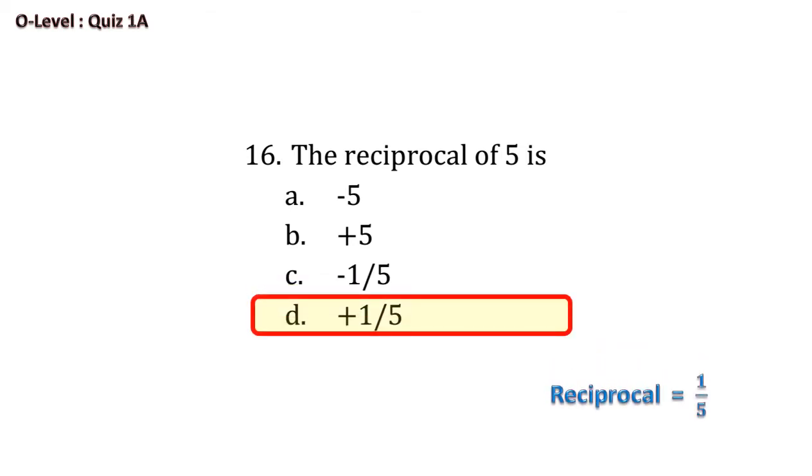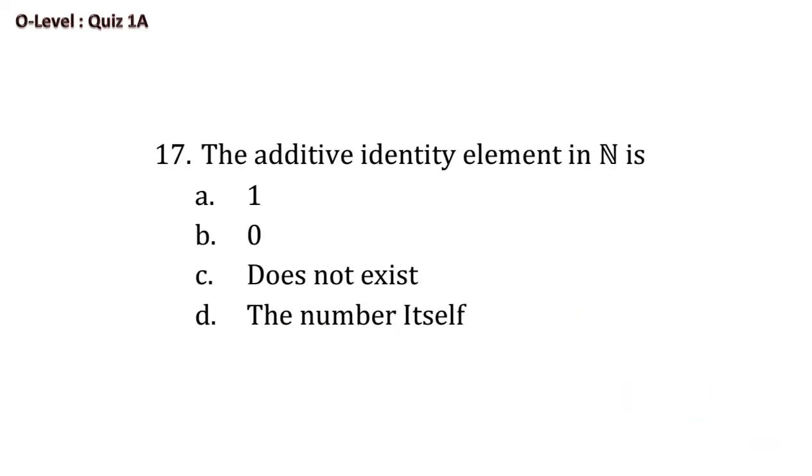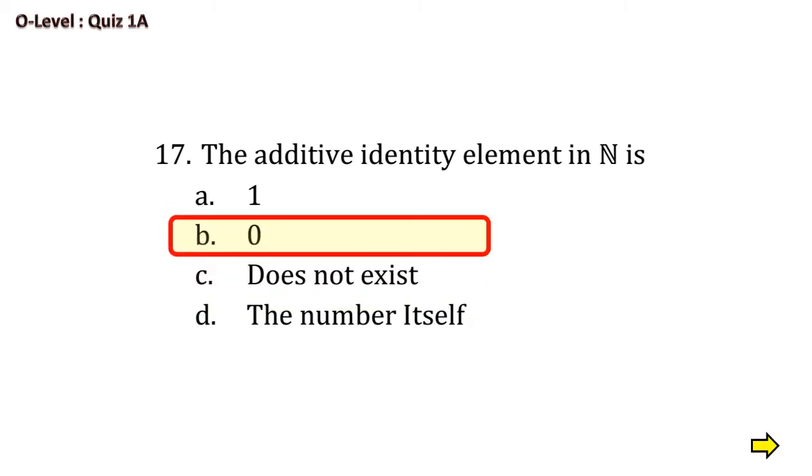Then you equally have question 17. We have the additive identity element in the set of n is, recall that n is a set of natural numbers. And the additive identity element is that number that when you add to any number, it leaves the number unchanged. And only 0 has that property. So our key here is 0.